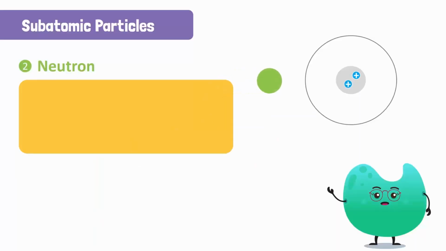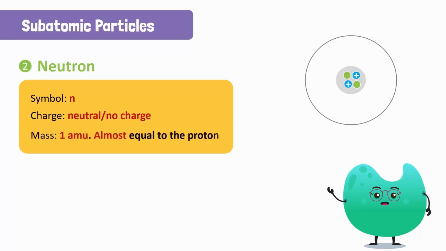Next is the neutron, represented by a small n. The neutron is neutral. It has no charge. The neutron has almost the same mass as the proton, that is 1 atomic mass unit. Both protons and neutrons together form the nucleus and are called nucleons.